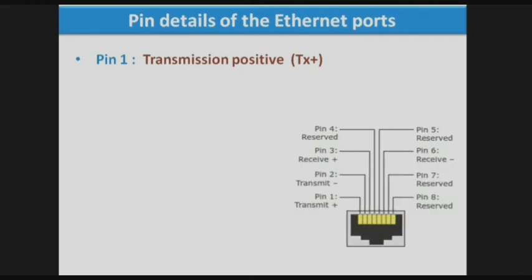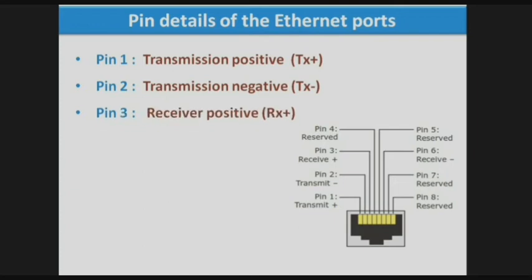And the second one is called transmission negative. It is indicated as TX minus. It is also bidirectional transmission of data, so it is ready to transfer the data at both ends, and the color of wire used in pin 2 is green color. Likewise, pin 3 is receiver positive, that is RX plus, which means this pin is ready to receive the data, and the color of wire used in this pin is white orange.